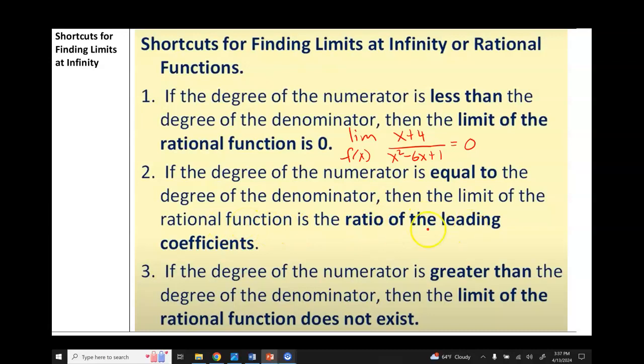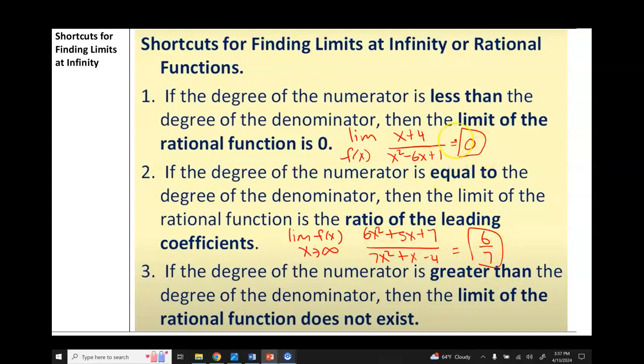If the degree of the denominator is equal to the degree of the numerator, then the limit is going to be the ratio of the leading coefficients. Leading coefficients are just the coefficients of the highest degree. So for example, let's say I have the limit of f of x as x approaches infinity, and let's say my term is 6x squared plus 5x plus 7 divided by 7x squared plus x minus 4. Then the limit is simply going to be the ratio of the leading coefficients. So 6 and 7, that'll be our limit.